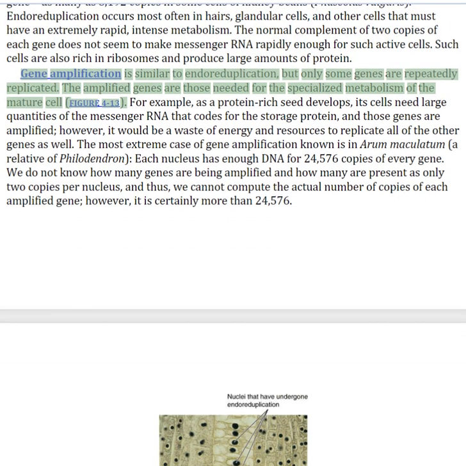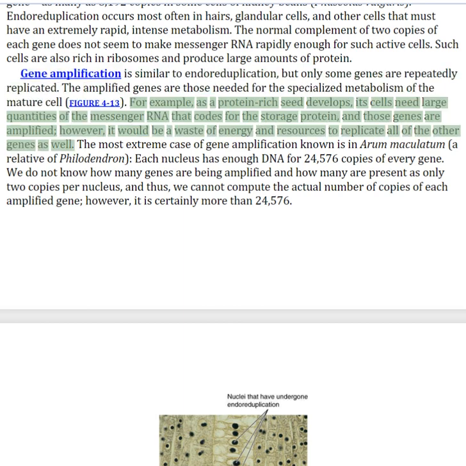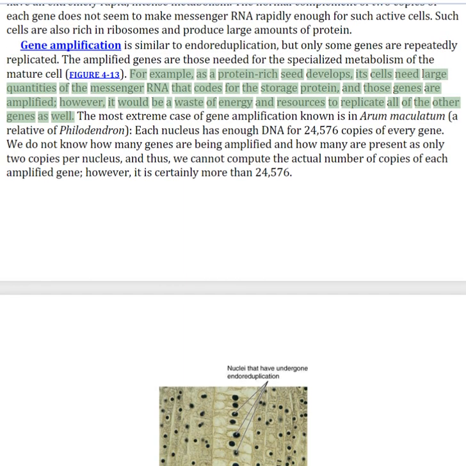Gene amplification is similar to endoreduplication, but only some genes are repeatedly replicated. The amplified genes are those needed for the specialized metabolism of the mature cell. For example, as a protein-rich seed develops, its cells need large quantities of the messenger RNA that codes for the storage protein, and those genes are amplified. However, it would be a waste of energy and resources to replicate all of the other genes as well.